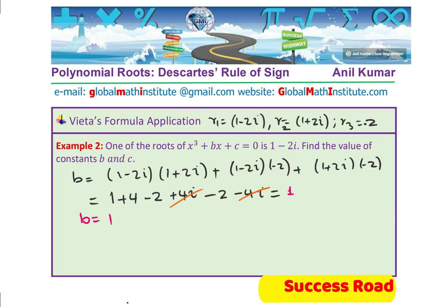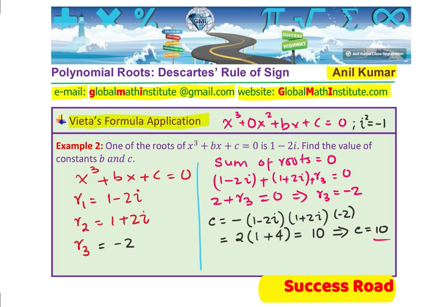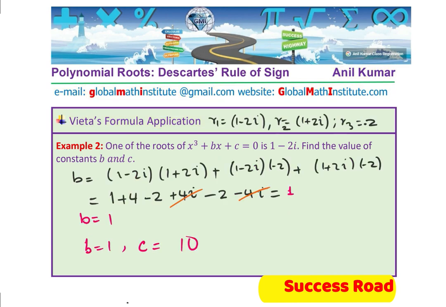So we know our answer now: b is equal to 1 and c equals 10. That is how we are going to answer this particular question. I hope the concept is absolutely clear.